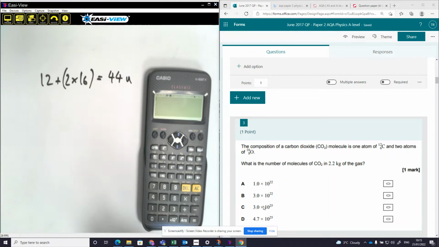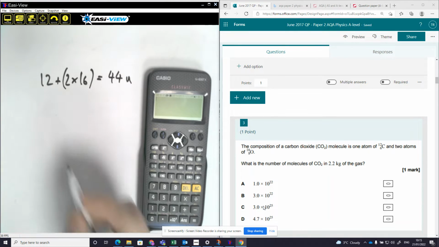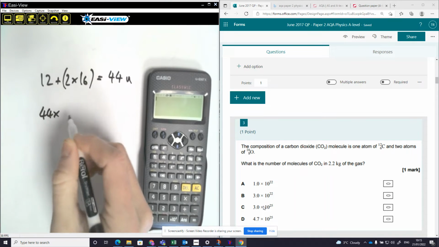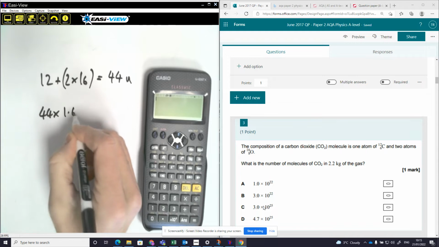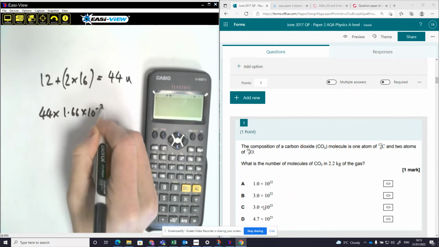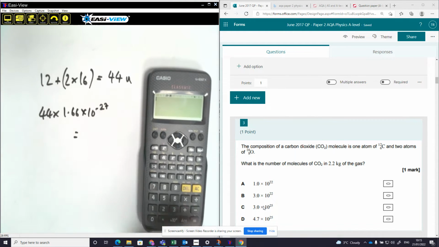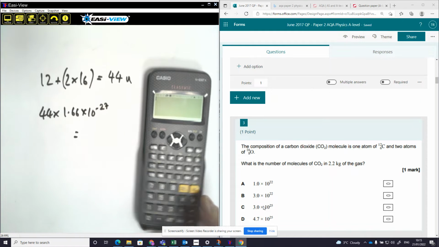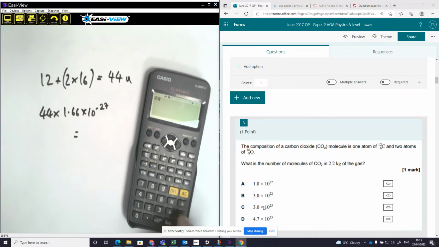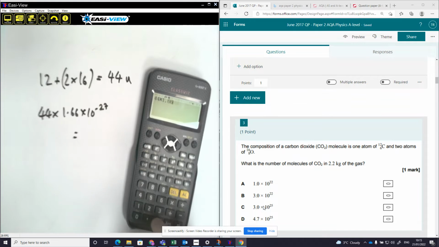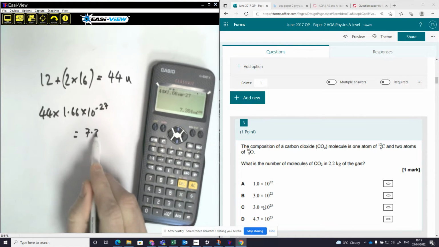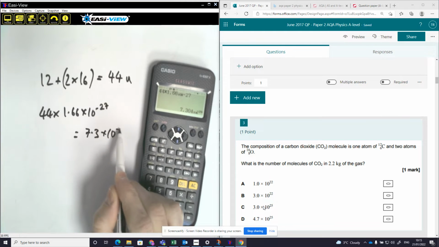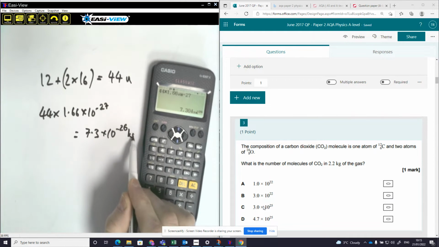And that actually is 44 grams per mole as well. So 44 multiplied by the atomic mass unit that we're given in the data sheet, which is 1.66 times 10 to the negative 27, will give us the mass of 1 carbon dioxide molecule. So 44 times 1.66 times 10 to the negative 27 gives us the mass of 1, which is 7.3 times 10 to the negative 26 kilograms.